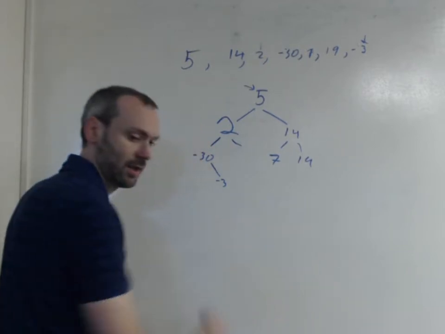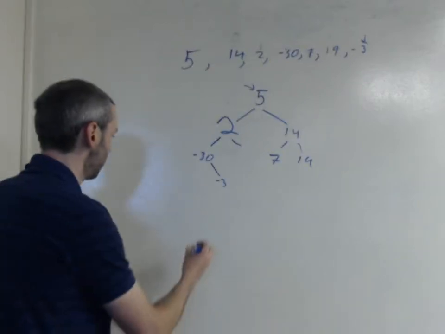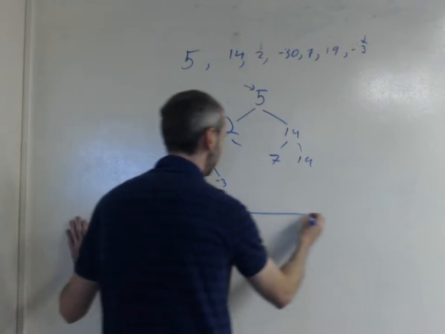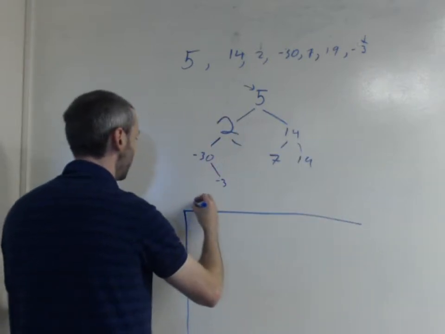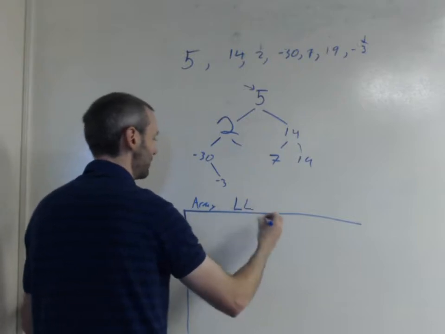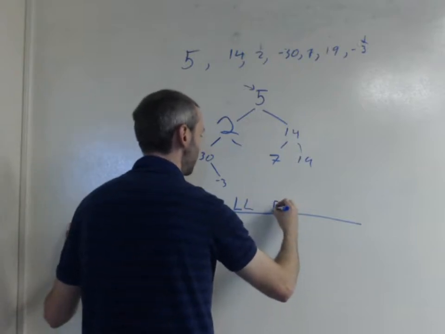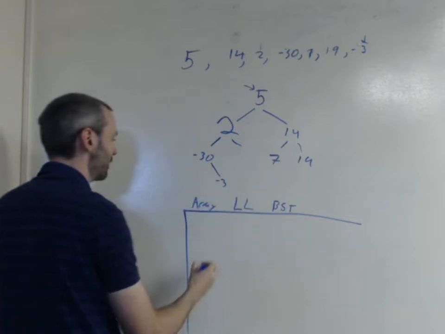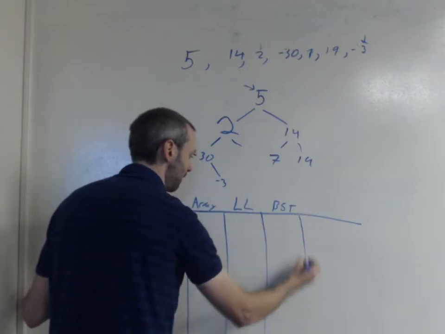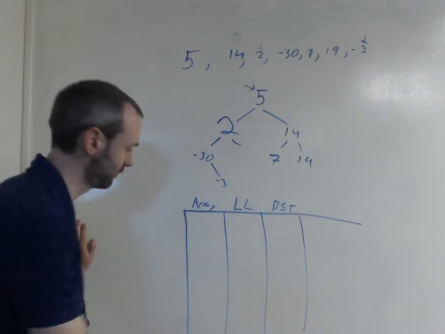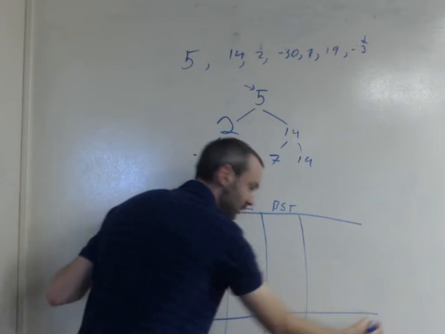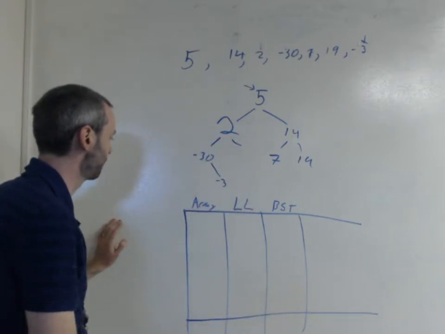I do need to stop for a moment and let's go make a little chart, because I haven't done this in a while. We have an array, right? Yes. And we have a linked list. And now we have what's called a binary search tree, which is what I put up here. How far am I off the board? Excellent. All right.